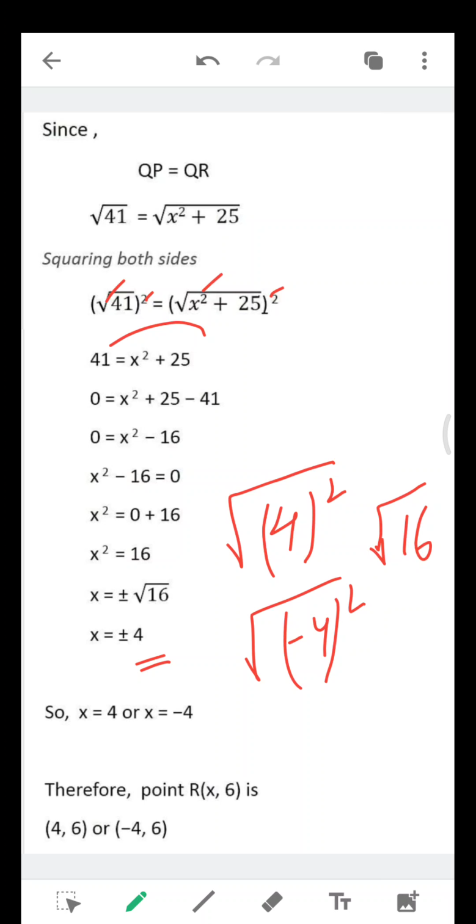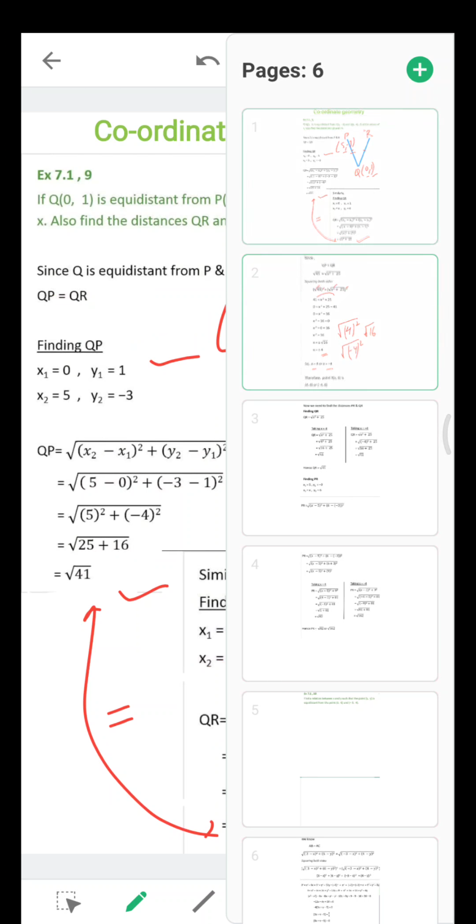We cannot take root 16 as 4 when we solve questions on the ages of father and son, or distance, speed and time, because those cannot be negative. Okay, so x is equal to 4 or x is equal to minus 4. So finally we have got our point R.